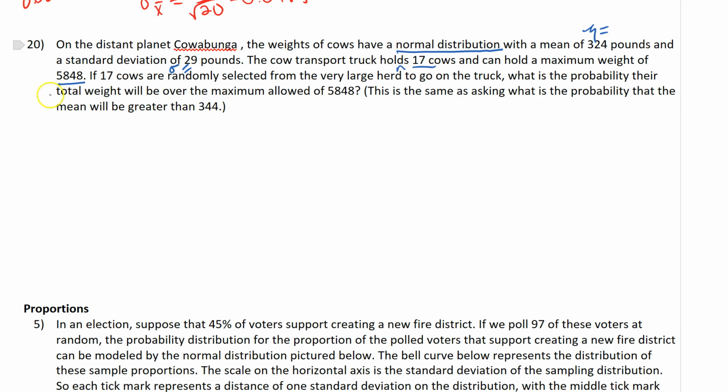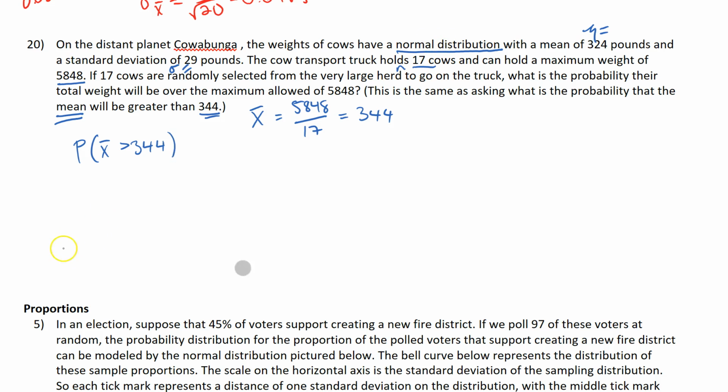Okay, this is the same thing as finding the probability of getting a mean greater than 344. So this is where our central limit theorem comes in again. Because we're basically taking 5848 divided by the 17 cows, and we get a mean weight of 344. So they're asking, what is the probability that our mean weight is greater than 344? Going through the exact same process we did in the other two, since it's normally distributed, then the means are normally distributed. That's the central limit theorem.